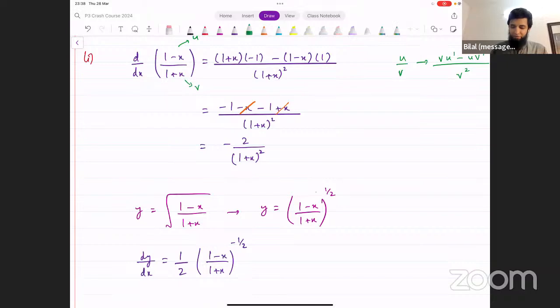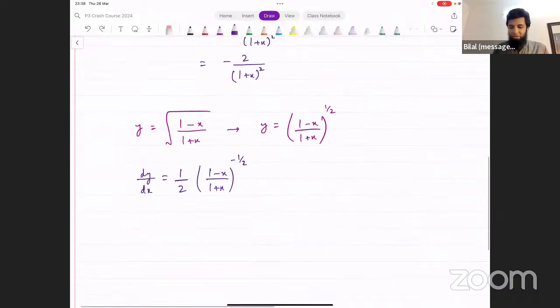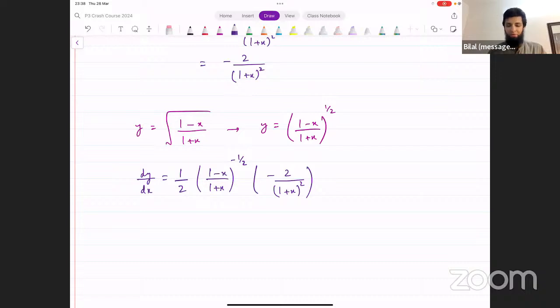What's the derivative of this fraction? It's minus 2 over 1 plus x whole squared. So we just multiply by that here. We say this multiplied by minus 2 over 1 plus x whole squared. And that is dy over dx. We have just applied the power rule, right? Multiply by the power, subtract 1 from the power, multiply by the derivative of the base of the power, what is inside the power. Okay, that's what we get.